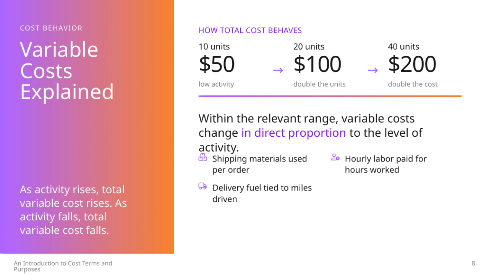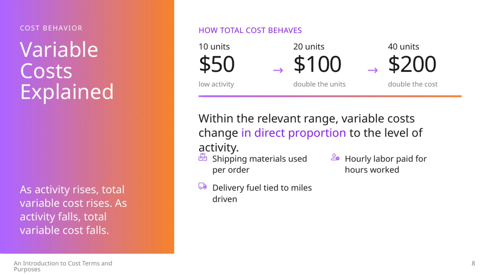For example, if you look at this scenario, at low activity, producing 10 units costs $50. When we double the units to 20, the cost also doubles to $100. Doubling again to 40 units results in $200 in total variable costs. This consistent relationship holds true within what's called the relevant range.